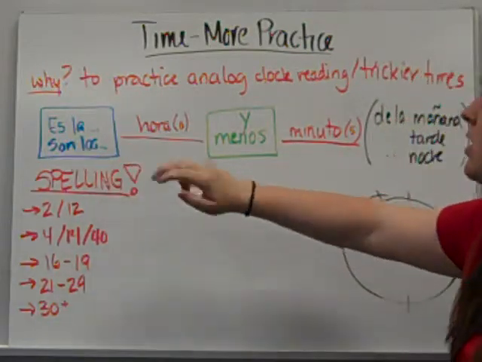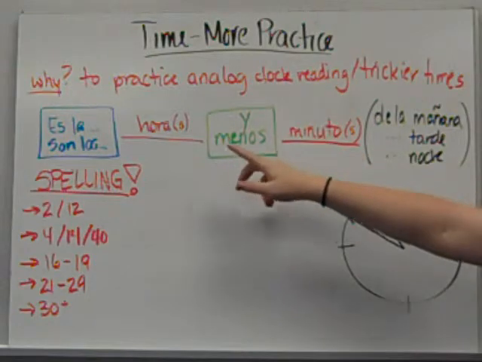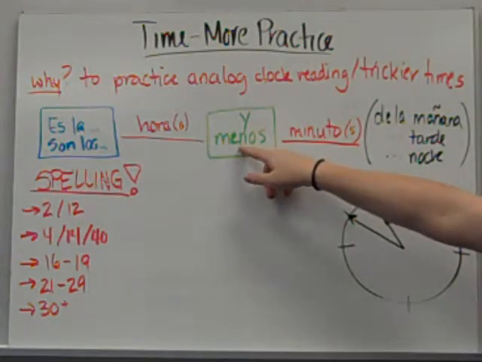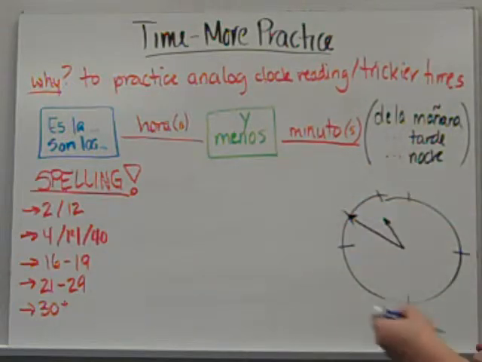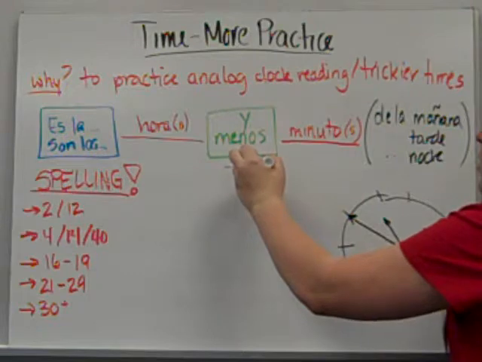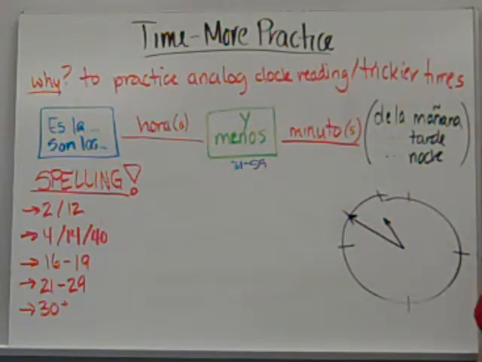So it is the hour or hours, and then "y" and the minutes, or if you're doing the subtraction times, "menos" minutes. Remember, you would use menos if it is 31 to 59 minutes past the hour, if you want. And then your last part, de la mañana, tarde o noche, if it applies.